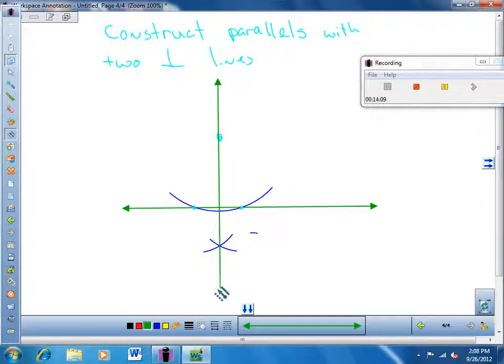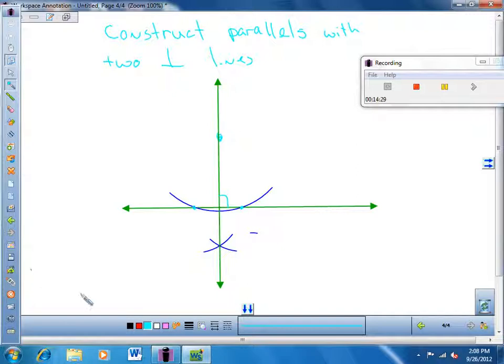to that line. Isn't that cool? Yes. So now you have a perpendicular here. If you construct it correctly, it's a 90 degree angle. So now if I make a perpendicular coming out of here, then it's going to be parallel.